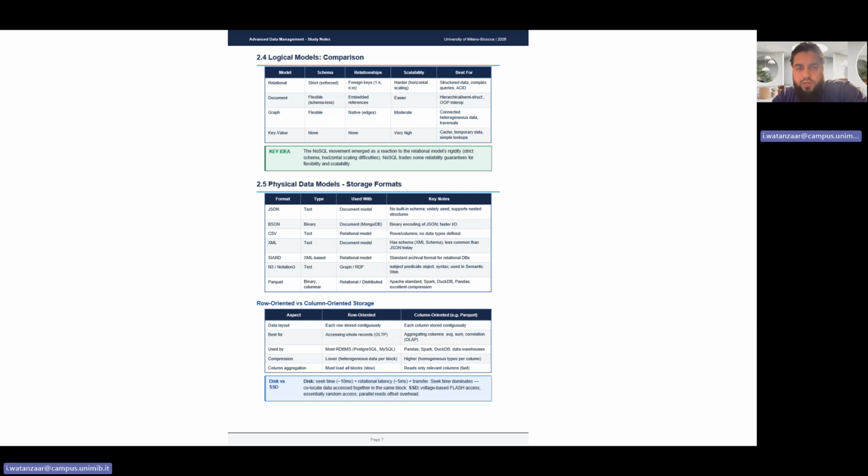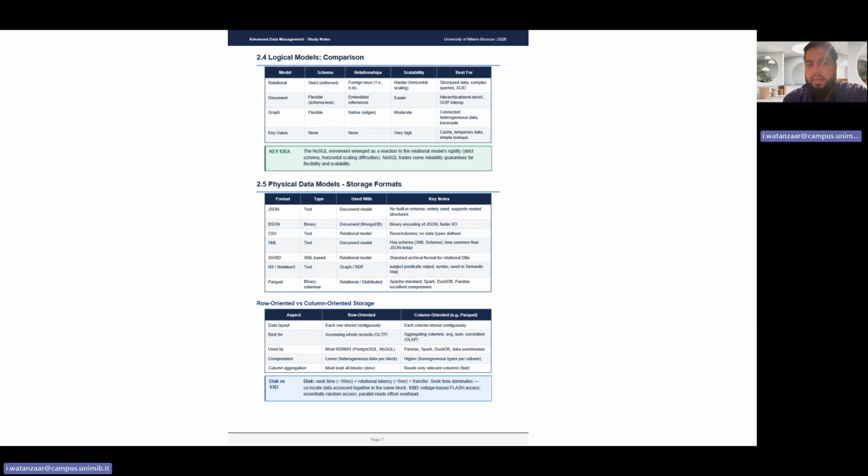For column aggregations, how do they aggregate column-wise? Row-oriented is quite slow because it has to load all of the blocks. But in column-oriented storage, only the relevant columns are loaded, so it's very fast.